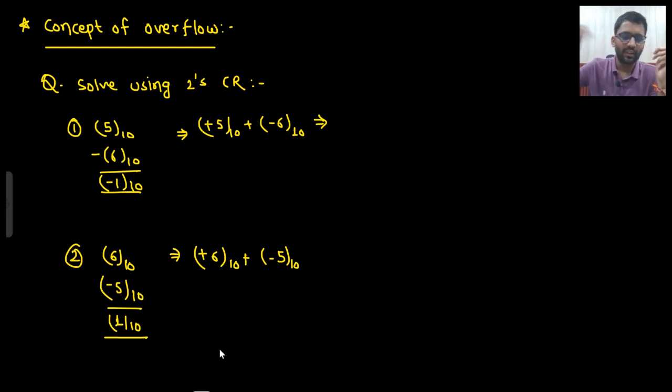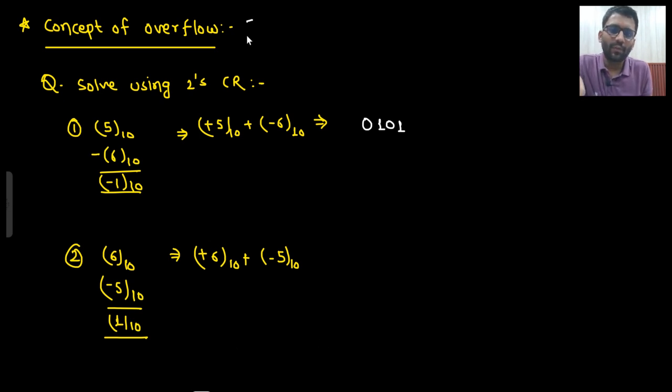So forget about the overflow thing. Don't even look at the heading. Solve these problems using 2's complement representation. You can solve it on your own. Very basic thing: plus 5. How will that be represented? 0 1 0 1, using 2's complement representation.